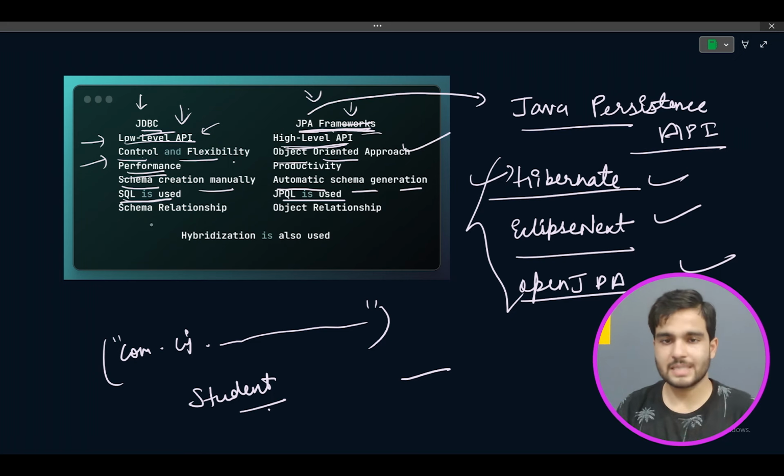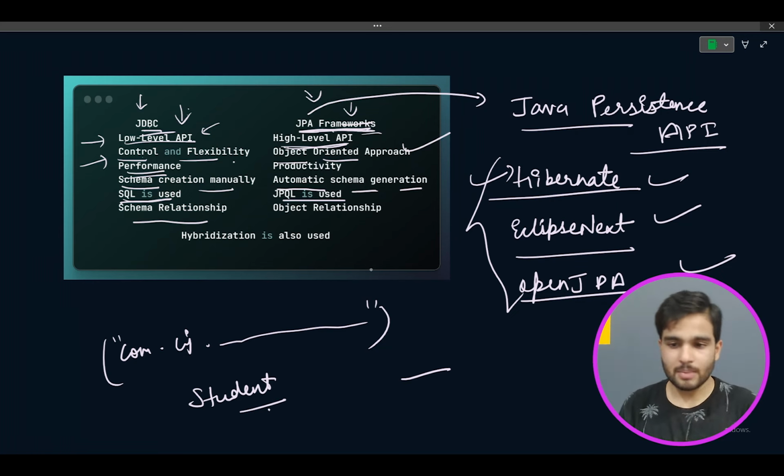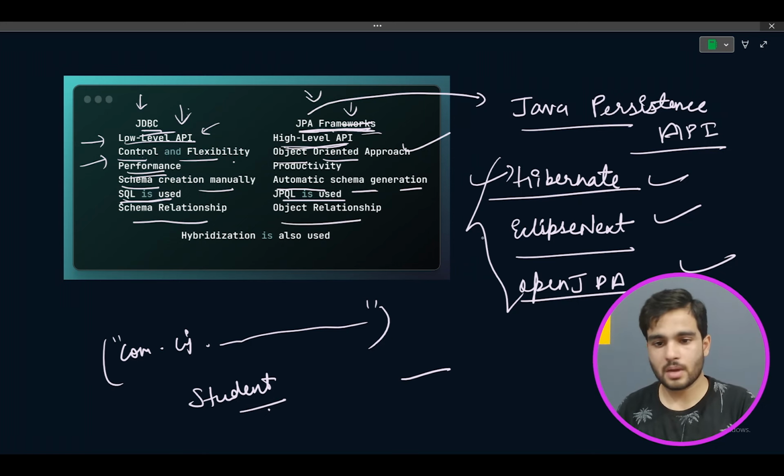In case of JDBC, the last point is the schema relationship. As in JDBC or MySQL, we create schemas, and we create primary keys, foreign keys and all such things for relating one schema to another. But in case of JPA frameworks, objects are related to each other. There is no schema; objects are related, and according to the objects, a specific schema is created.